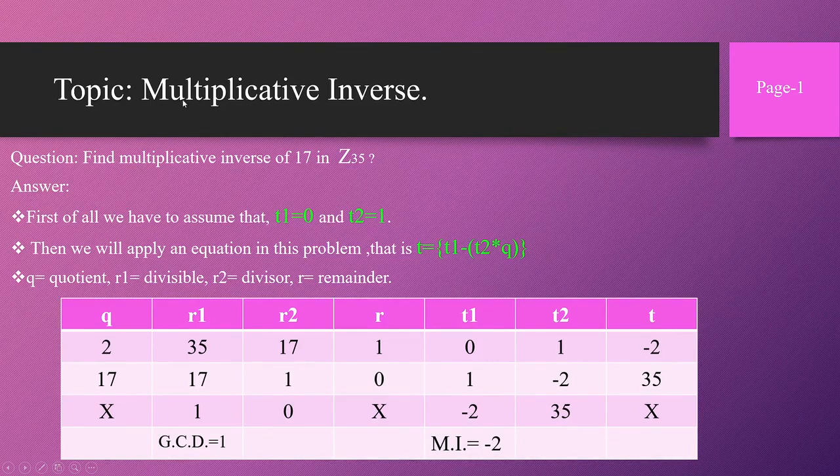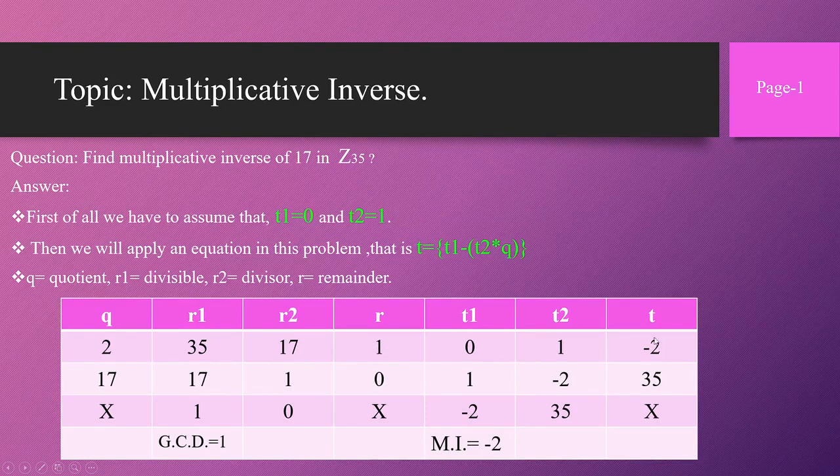In this topic, multiplicative inverse, we need q, r1, r2, r, t1, t2 and t. Q is equal to quotient, r1 is equal to divisible, r2 is equal to divisor, and r is equal to remainder. So here t1 is equal to 0 and t2 is equal to 1. Now r1 is equal to 35 because 35 is greater and 17 is smaller. Now 35 divided by 17: the quotient is 2 and the remainder will be 1.